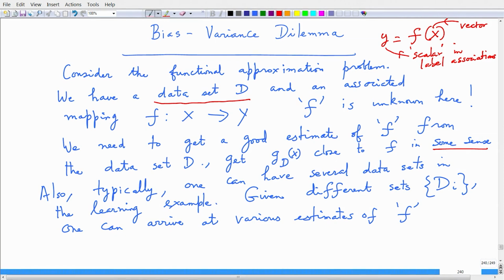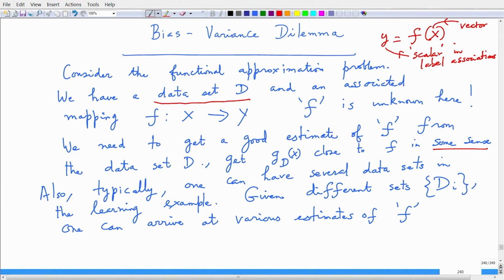We need to get a good estimate of f from the data set, and typically f is unknown. We have a system, it spits out values of y and we do not know the explicit form of this unknown function. Now, how do we approach this problem?